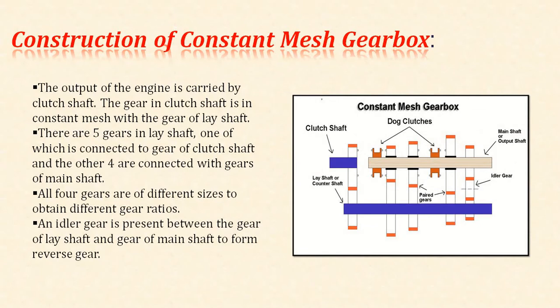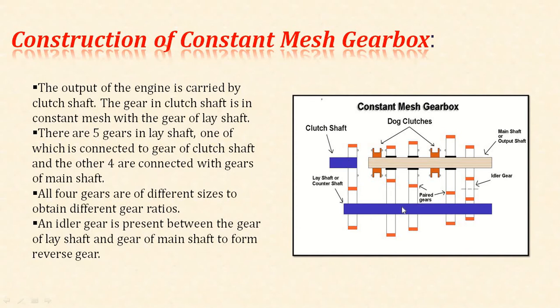The construction of the constant mesh gearbox. The output of the engine is carried by the clutch shaft, and the gear on the clutch shaft is in constant mesh with the gear on the lay shaft. There are 5 gears on the lay shaft. We can see the lay shaft contains 5 gears.